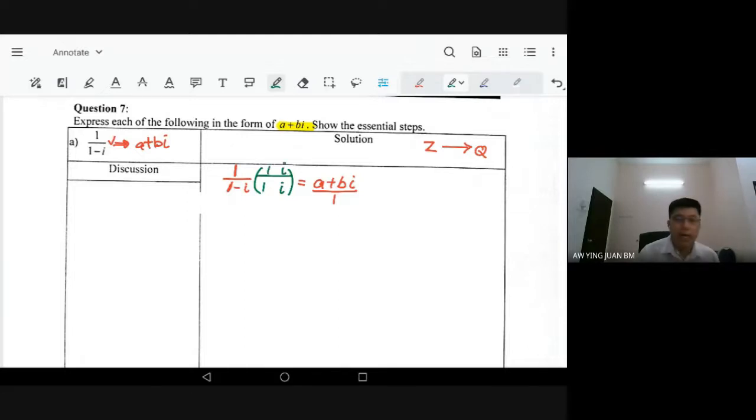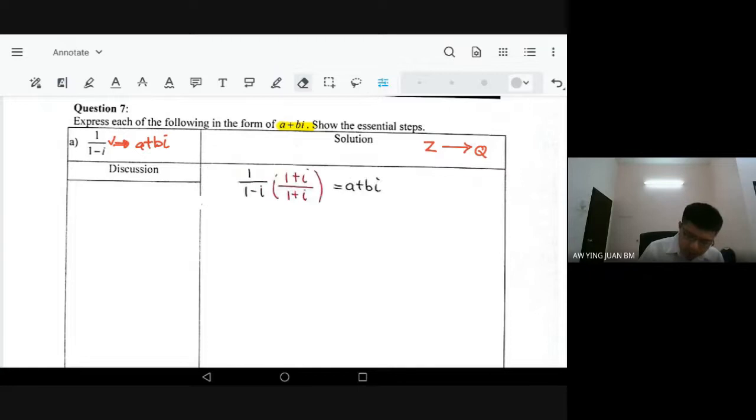So, you sudah belajar lah conjugate. So, here we have minus. So, here we have plus. Sini pun plus. So, inilah dia. So, number one. Okay, number one discussion. Discussion saya adalah multiply with the conjugate. Ini adalah strategy. Okay, multiply with the conjugate.